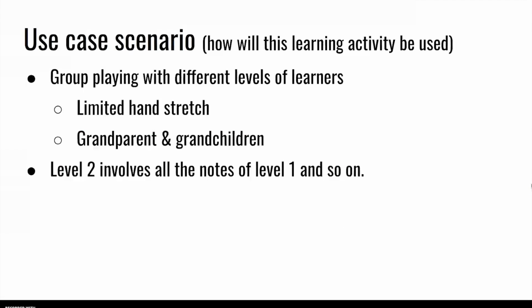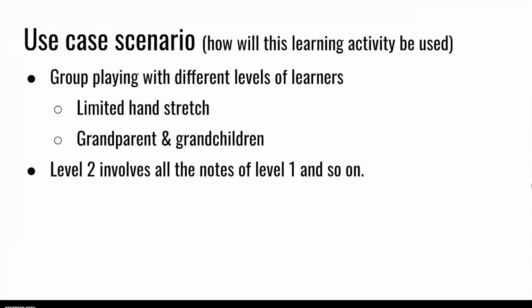Now I'm going to demonstrate the use case scenario, or how to use this activity using my app. This app will allow group music playing to accommodate different levels of learners. For example, if there is a learner with limited hand stretch, the learner can quickly find a simplified version of the same song to play so that they don't have to hurt their hand while still playing with the rest of the group. Or I have tested this app by asking a grandparent and a grandchild to play the same song together. And of course, often the grandparent chooses a slower version.